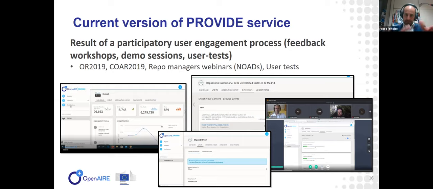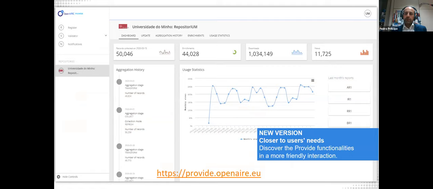Here I have some print screens from some of the user tests that we did with several repositories from different countries. Here are represented Italy, Spain, and Turkey, for example. We were quite happy with the results, because I think the dashboard itself is now much closer to the user needs. It's much more a dashboard environment, and for that we are quite happy.